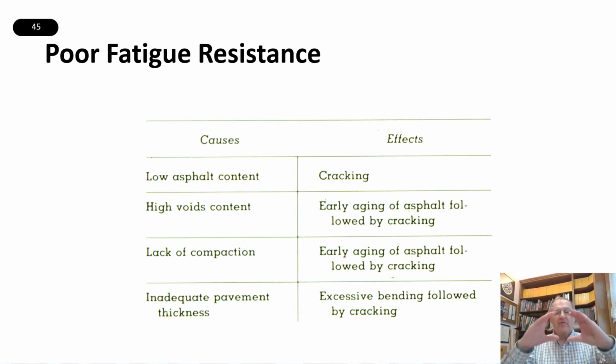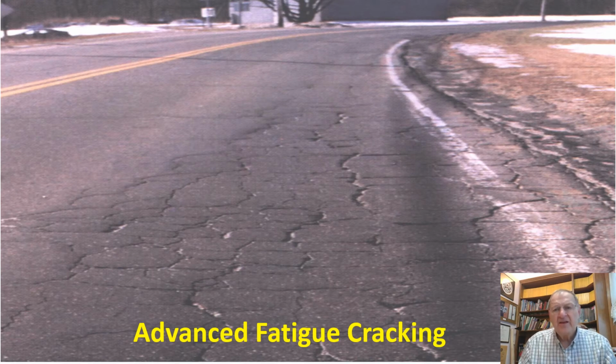What's happening with the 5 inches? The 5 inches is going to bend more as compared to the 8 inches where it's going to bend less. So it's like the coat hanger. The more you bend it each time, the faster it breaks. So here's some examples of fatigue cracking.